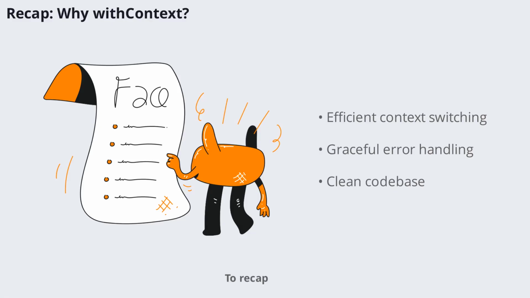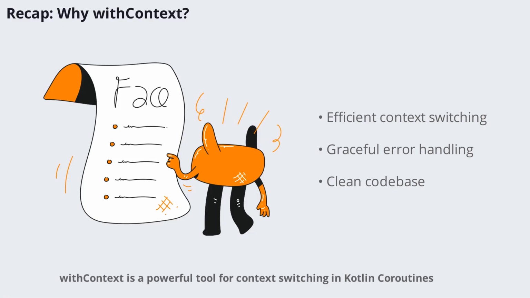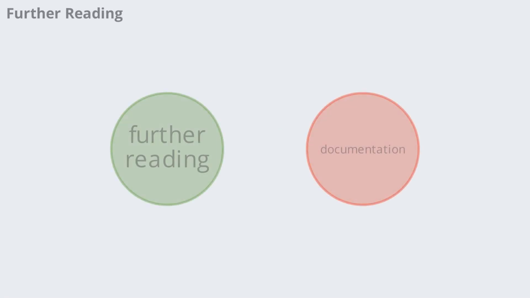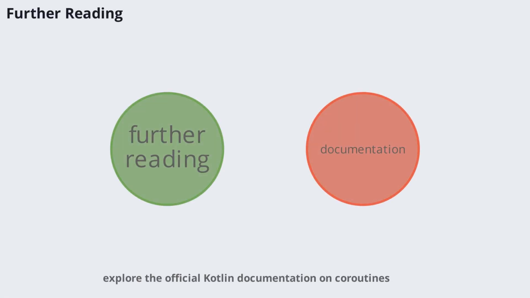To recap, withContext is a powerful tool for context switching in Kotlin coroutines. It allows you to run code in different contexts efficiently, handle results and exceptions gracefully, and keep your codebase clean and maintainable. Mastering withContext will make you a more effective Kotlin developer. If you want to go deeper, explore the official Kotlin documentation on coroutines and try out different coroutine builders like Launch and Async. Experiment with different dispatchers and see how they affect your app's performance. The more you practice, the more comfortable you'll become with coroutine context management.